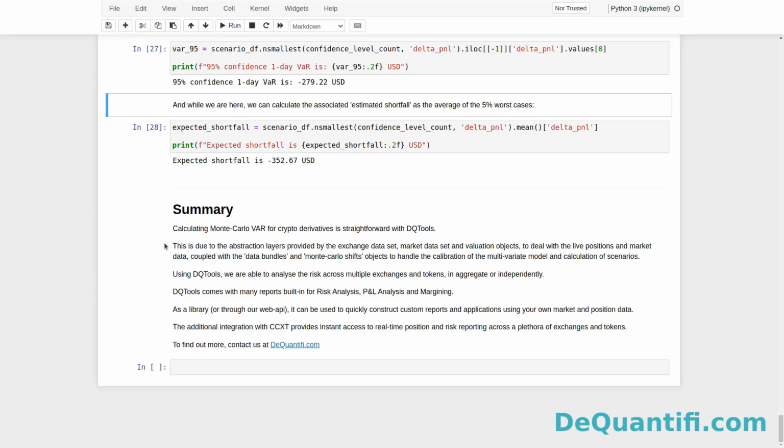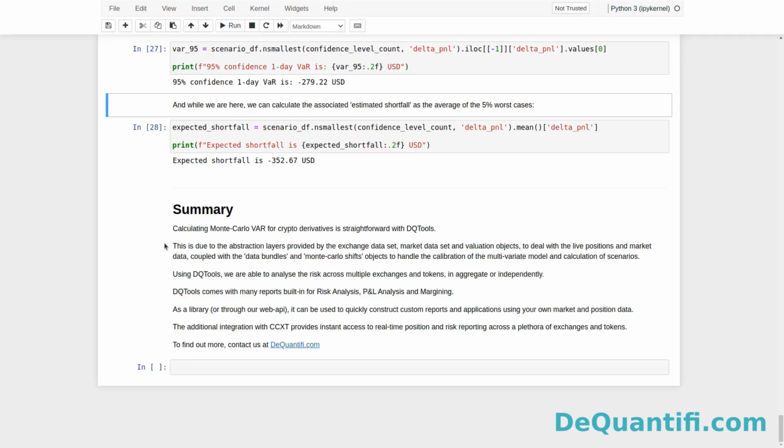So if you've stuck with me this far, then I think you'll agree that it's actually relatively straightforward to calculate a Monte Carlo VaR using DQTools. And this is due to the abstraction layers that our library provides around crypto derivative positions and market data. Using DQTools, we are able to analyze risk across multiple exchanges and tokens in aggregate or independently.